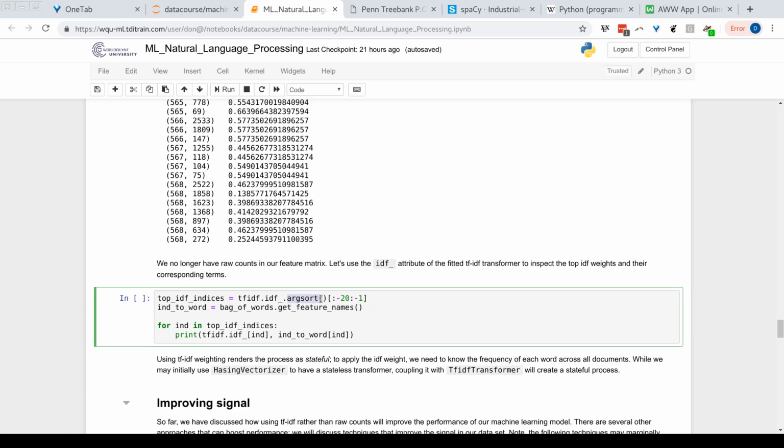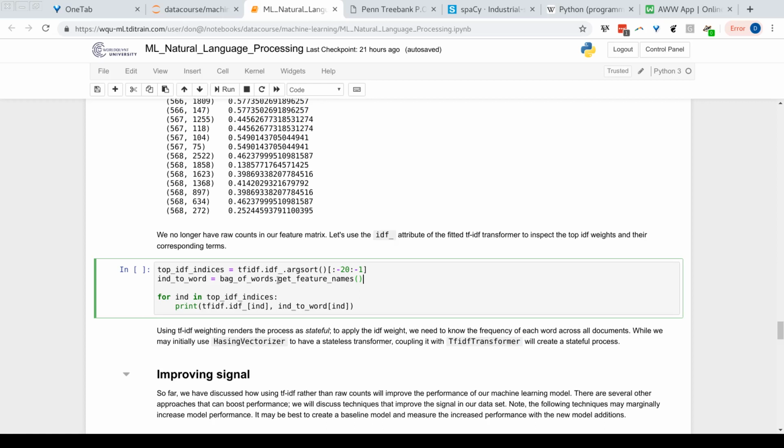We're going to use the argsort method. This is going to return the indices that we can use to sort our array of IDF scores. We want the highest to the lowest weights. Let's look at the top 20 weights. Let's get the mapping between index and word. We're going to look at the indices that had the largest IDF score, and use the mapping between index and word to figure out which words had a very large IDF weight. We're going to print the top 20.